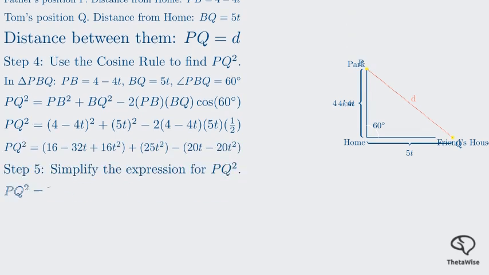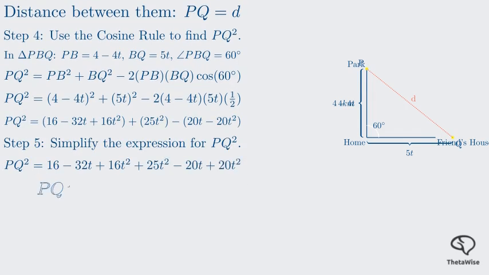Now we substitute our expressions for PB and BQ into the rule and simplify. Expanding the squared terms and the product, and then combining like terms, we get the squared distance. PQ squared equals 61T squared minus 52T plus 16. This is a quadratic in T. The distance PQ will be a minimum when its square, PQ squared, is a minimum. We can now differentiate this expression.